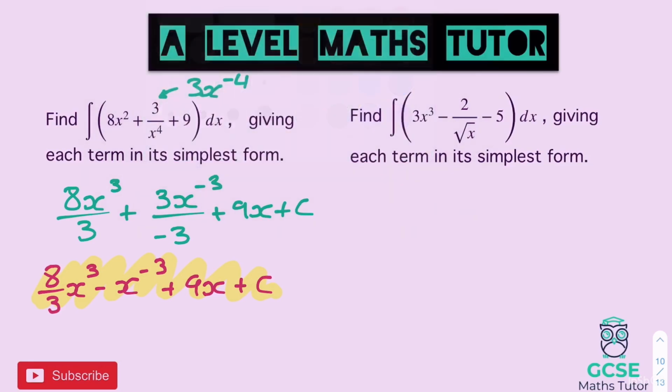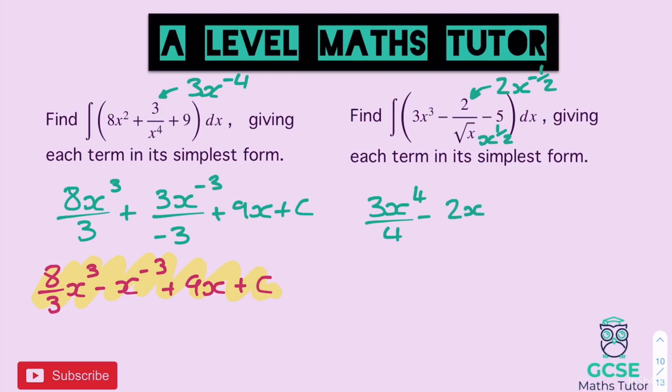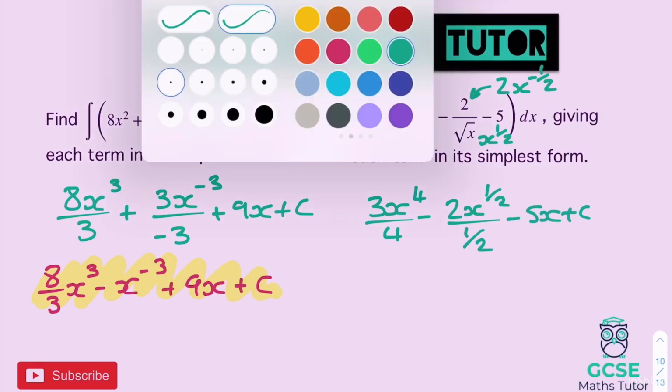Let's have a look. We've got one piece to rewrite there, but let's do that first bit to start with. So increase the power of x cubed, we get 3x to the power of 4 over 4, minus, and then we'll sort this piece out here. So root x is x to the power of a half, it's 2 over that, so it's 2x to the power of minus a half. There we go, 2x to the minus a half. So increasing the power goes to a half, so we get 2x to the power of a half divided by a half, minus 5x plus c, and let's simplify that down.